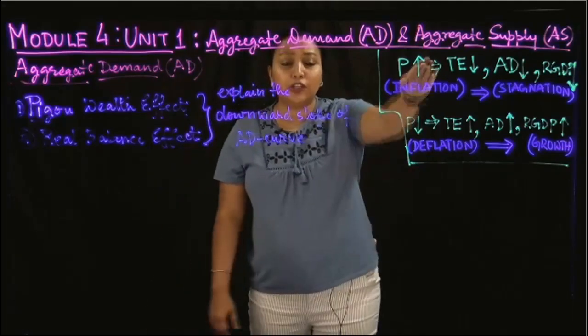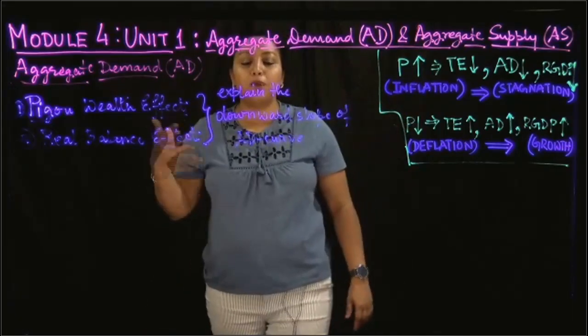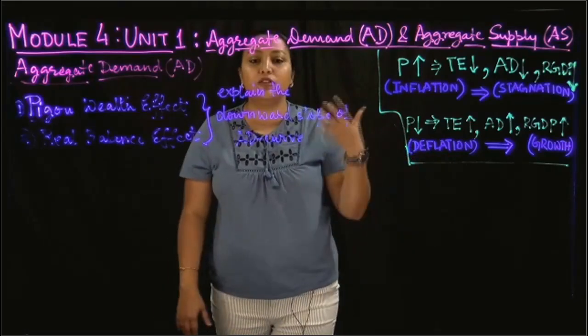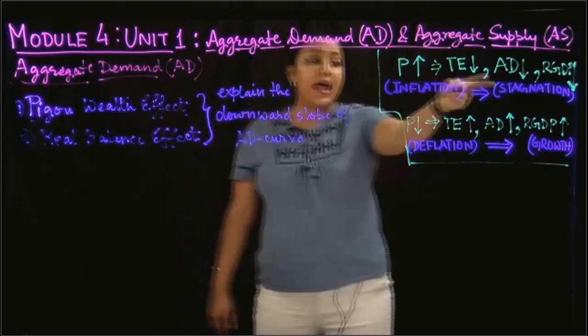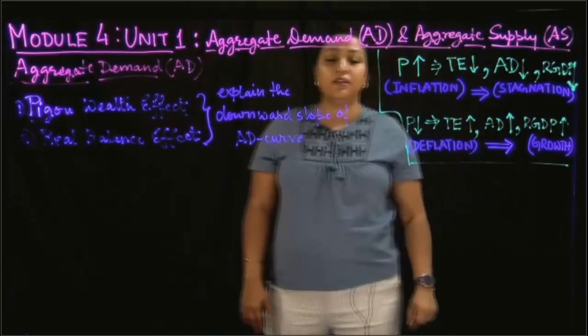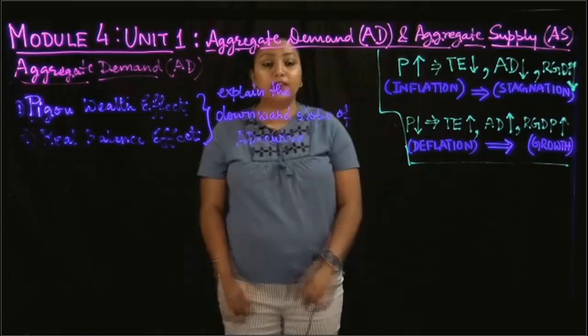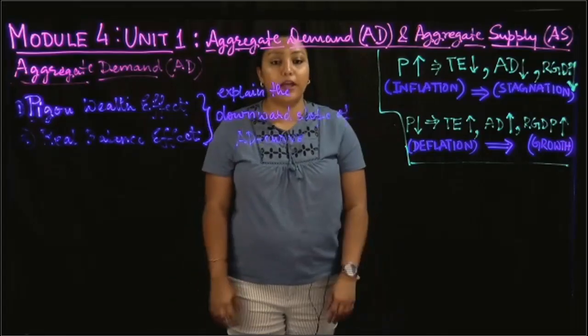If there is inflation, then the real purchasing power of money goes down. If there is deflation, then the real purchasing power of money goes up. And as a result of that, you see this inverse relationship, and that inverse relationship is reflected in the downward slope of the AD curve.